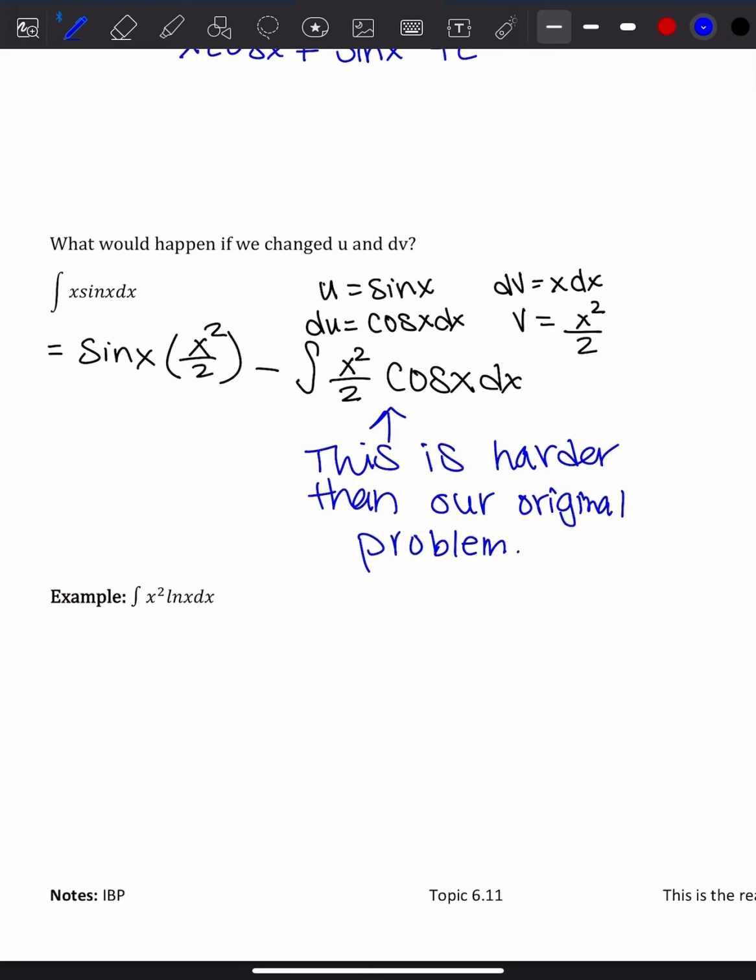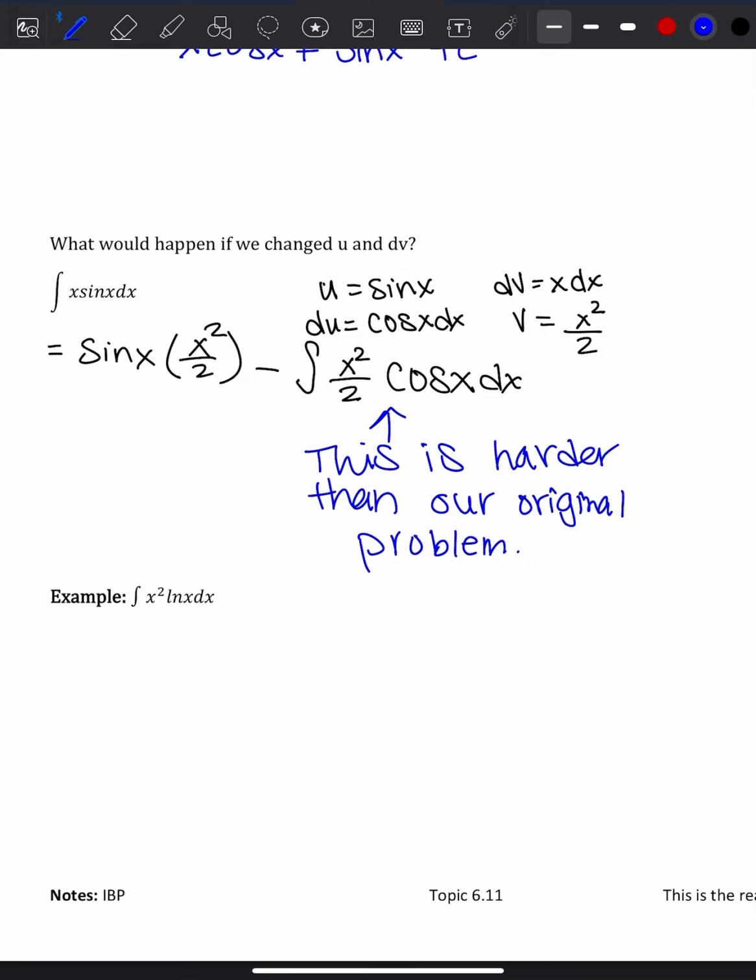Okay, so let's look at this one. We have the integral of x squared times the natural log of x. When we look at this, u is always something we want to do the derivative of easily. dv is always something that we want to take the integral of easily. So if we look at x squared, we can take the derivative of x squared, totally fine. We can also take the integral of x squared, totally fine. Power rule is not horrible.